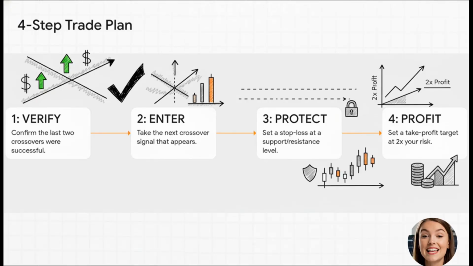Here it is, your 4-step checklist. First, you verify. You confirm those last two crossovers were profitable. Once you've done that, you enter on the very next crossover signal you get. Immediately after, you protect your trade by setting a stop loss just past a recent peak or valley. And finally, you set your profit target at 2 times your risk. It's a clear, repeatable process from start to finish.